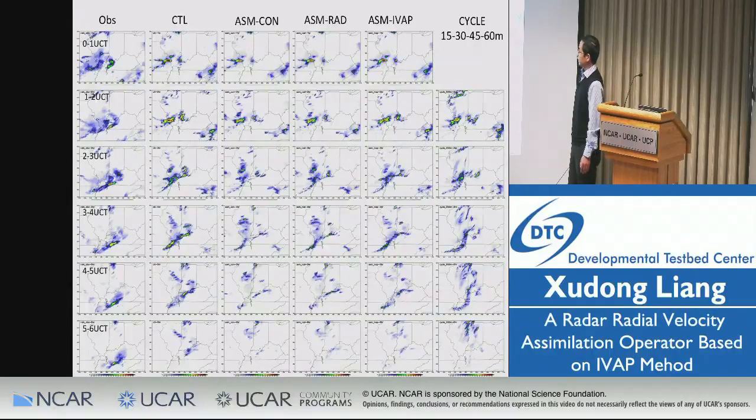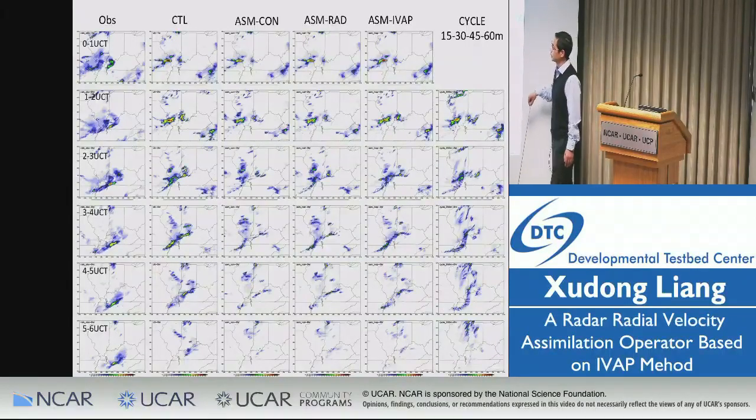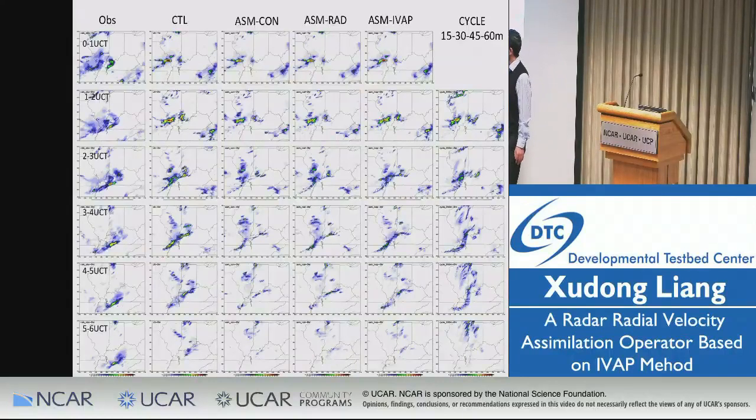The big difference we can see here is that there are two rain belts, one and two. In the observation, this rain belt moved northeast, and this rain belt moved southeast. This one is weakened, and this one moved southward.